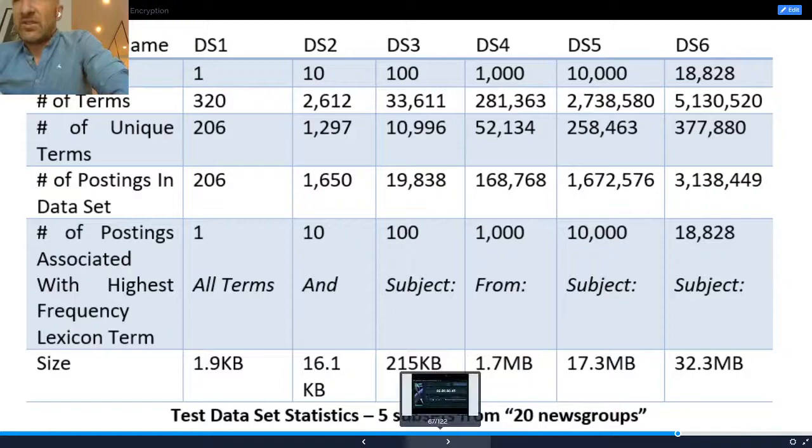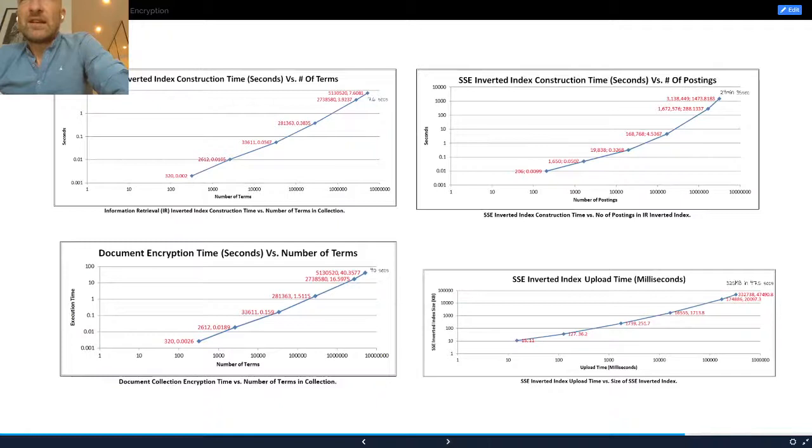And these came from 20 newsgroups again. So when we're looking at the inverted index construction time, you can see it is linear in the amount of time it took to construct the index. For the symmetric searchable encryption index, again quite linear, of course, in time.